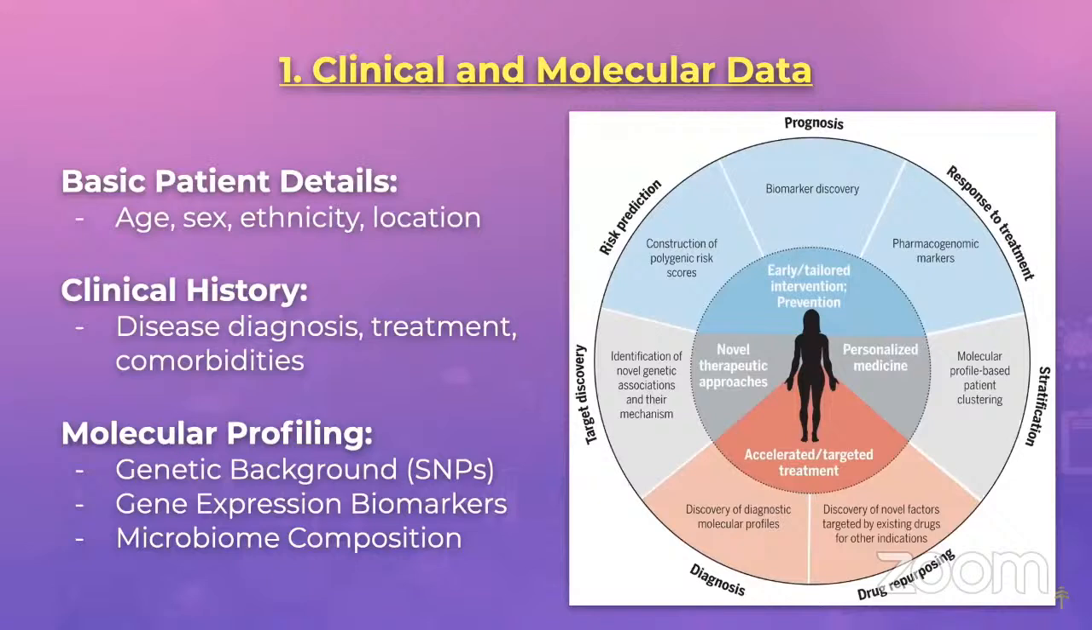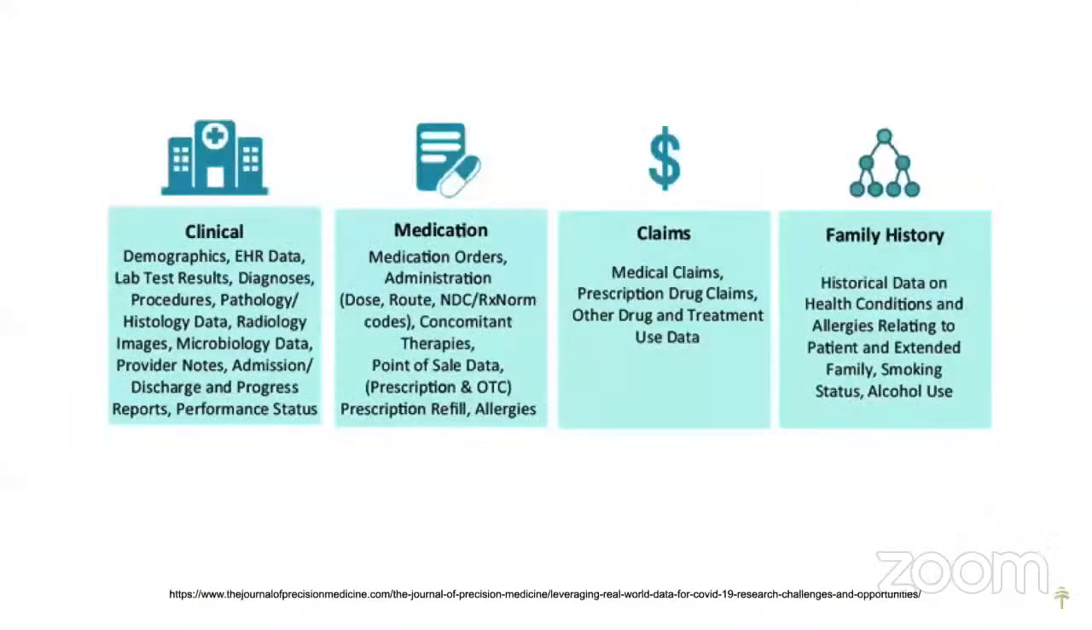To understand clinical decisions where bioinformatics is used for precision medicine, we will look at various data sources such as basic information about patients, or clinical data like age, sex, ethnicity, and their environment, data that describes disease history and diagnosis, treatments, and comorbidities, and molecular profiling that allows us to perform genotyping based on SNPs in the DNA, identify biomarkers, or look at microbiome composition.